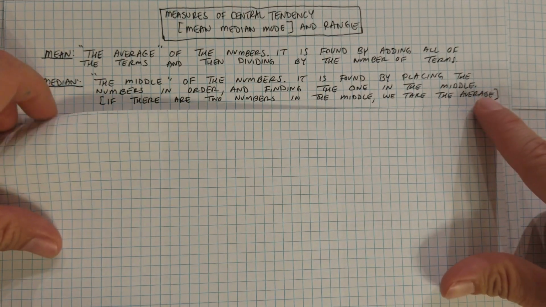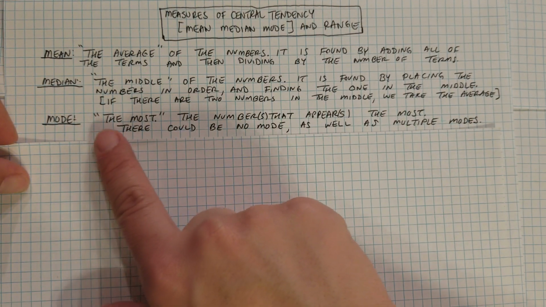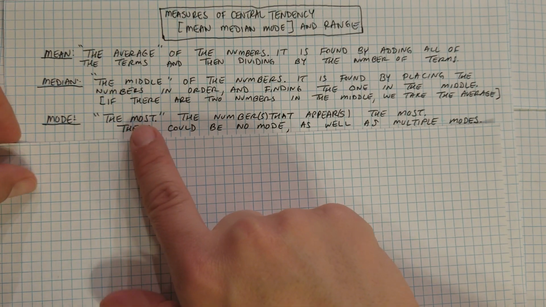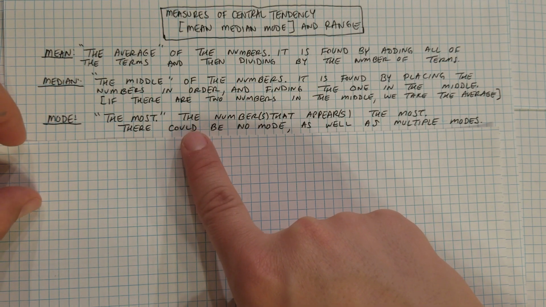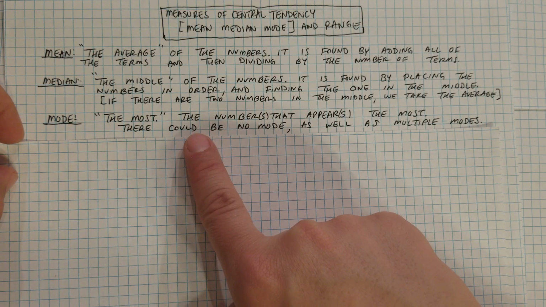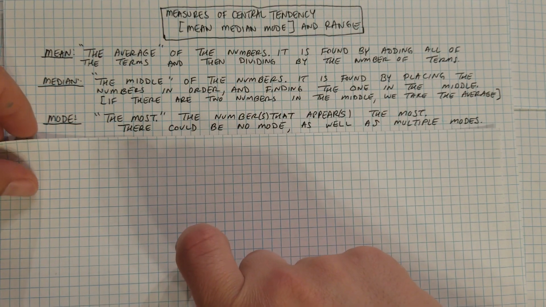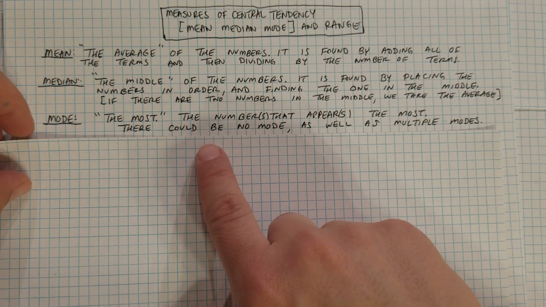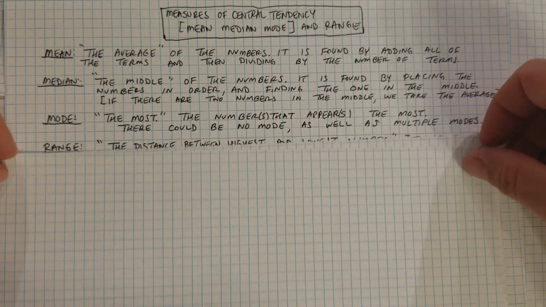We'll do some examples. Finally, we have the mode. The mode is the number that repeats the most. If you think of mode as most, there could be more than one number that appears the most, so there could be more than one mode. Or there could be no numbers that appear more than once, so there could be no mode. It could be bimodal, meaning two modes, or multimodal, or it could be no mode at all. So don't freak out if there is no mode, because that's also a possibility.